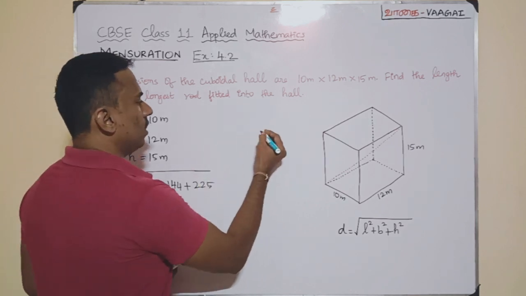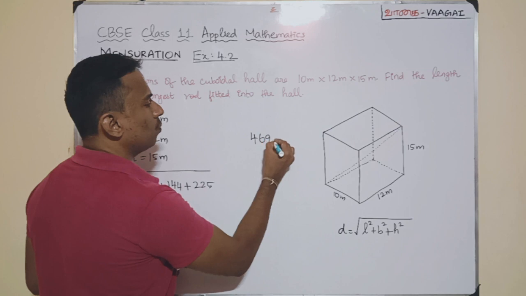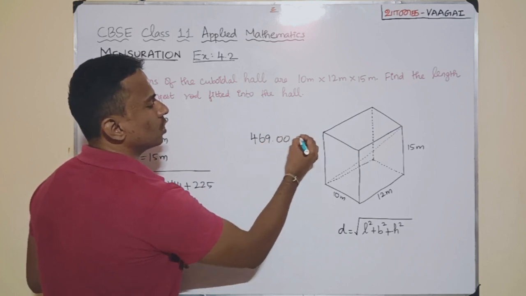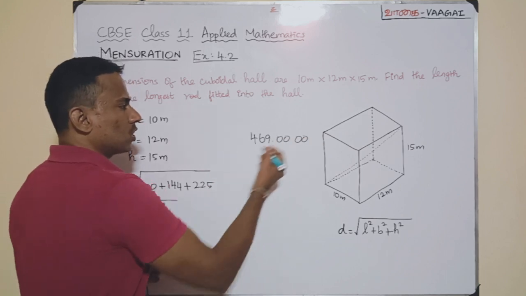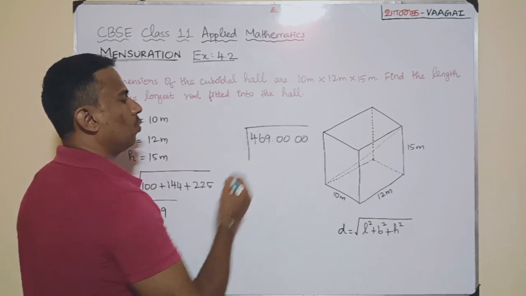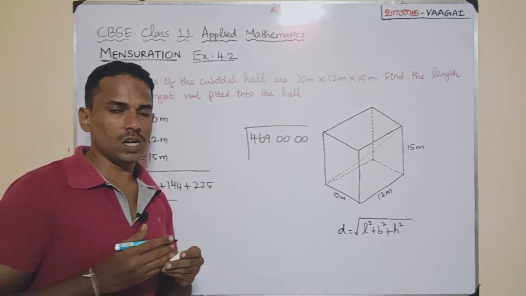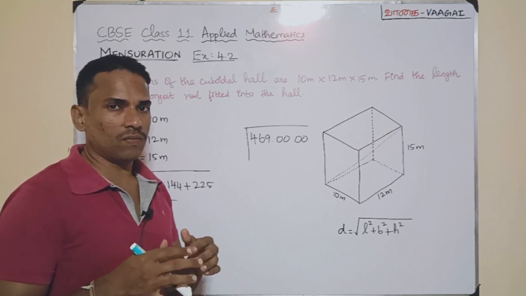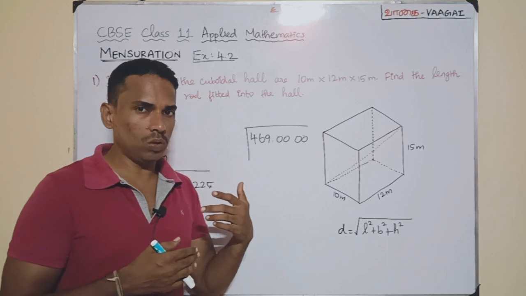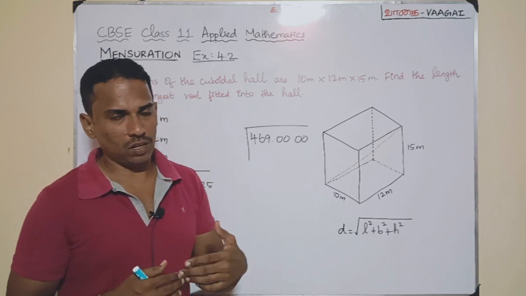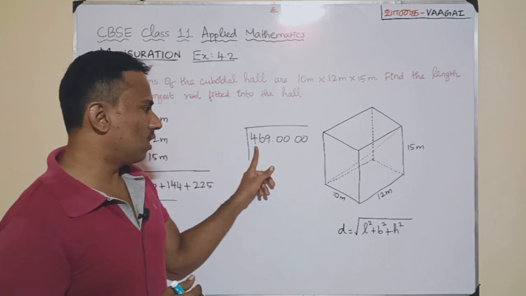In division I can do it like this: 469.0000. Up to 2 decimal places we need to find, so I'm preparing it like this. Now let me start with 469. It is not a very big number, so we can quickly think of the nearest square just before 469. If you see here, we have 400, right?